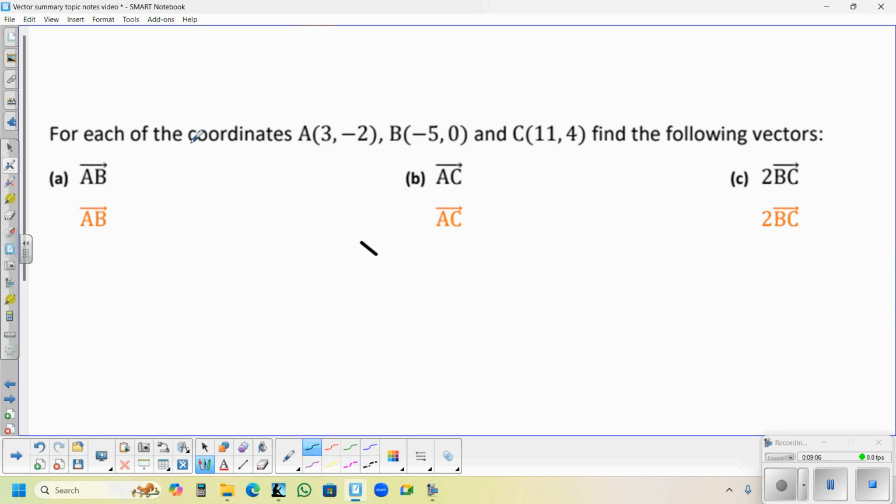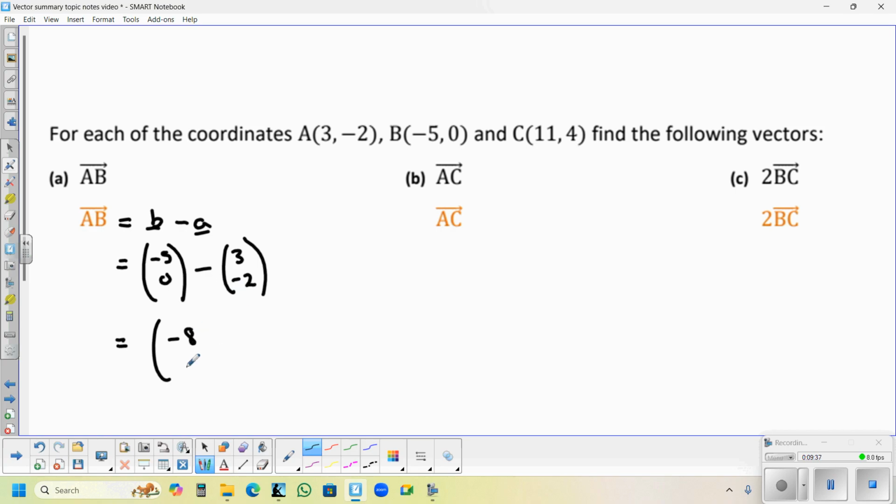Right, so here we've got the coordinates of 3 points, A, B, and C, and we want to find the following vectors. So we want to find AB vector. So AB vector is B minus A. Take the coordinates, turn them on their side, so that would be (-5, 0). It's only in 2 dimensions in this question, but you can have 3 dimensions, it makes no difference. A vector is (3, -2). It would just mean we've got an extra line at the bottom for the z. So minus 5 minus 3 is minus 8. Nothing take away negative 2 is the same as nothing plus 2, which is 2.